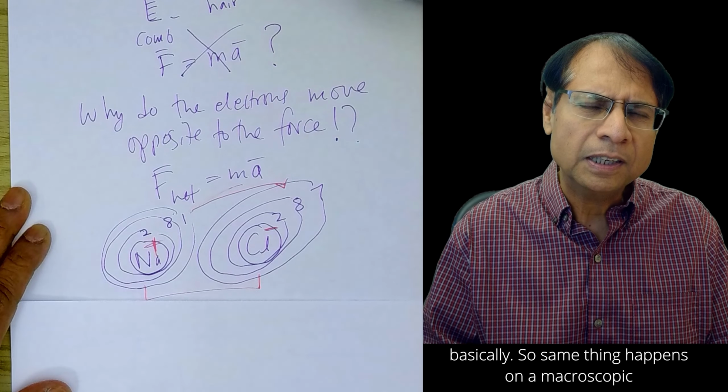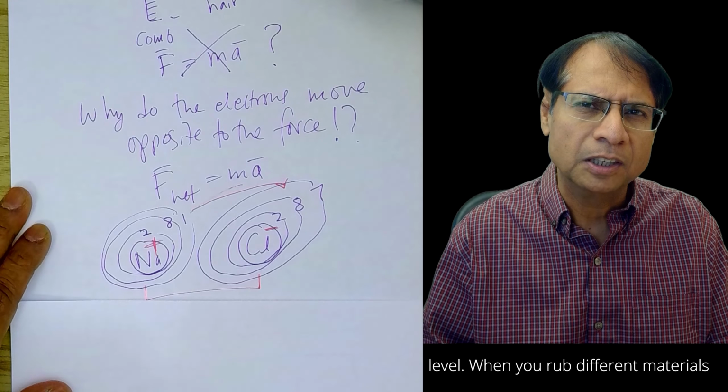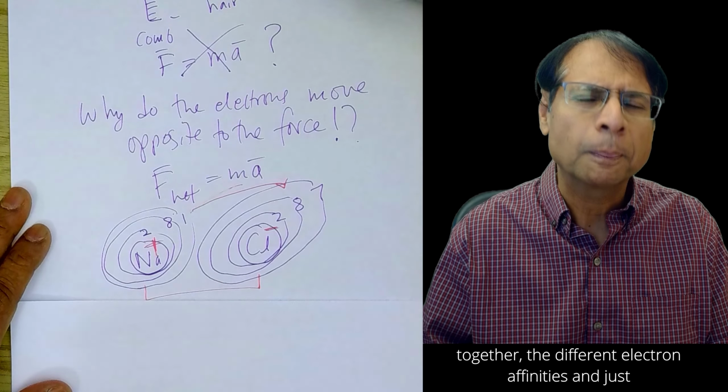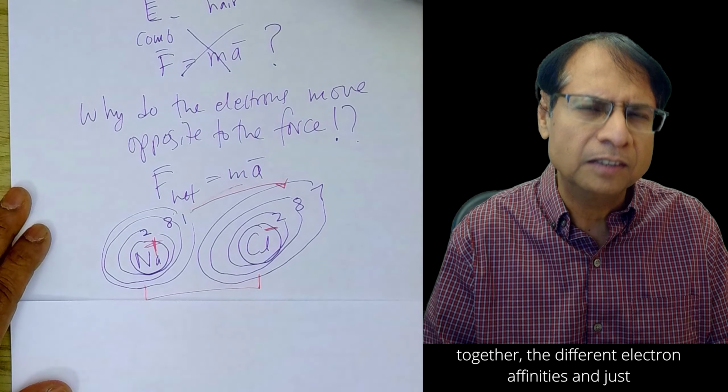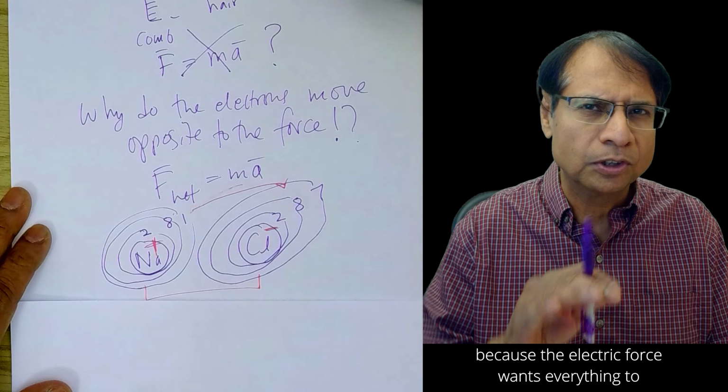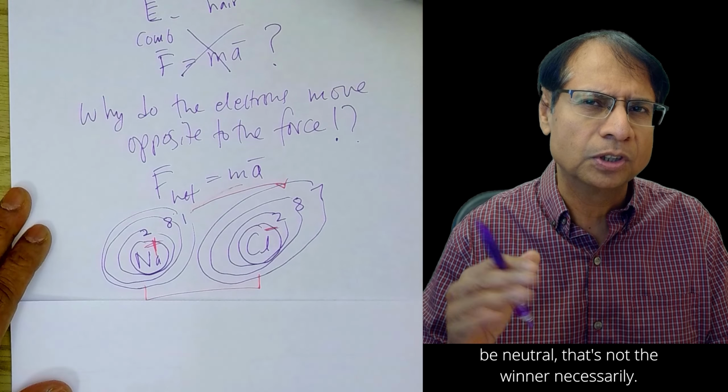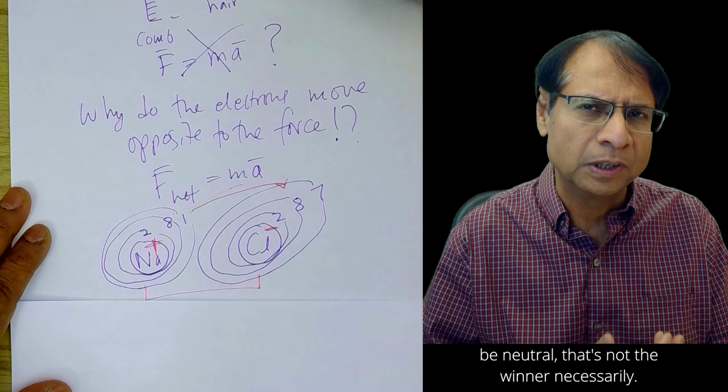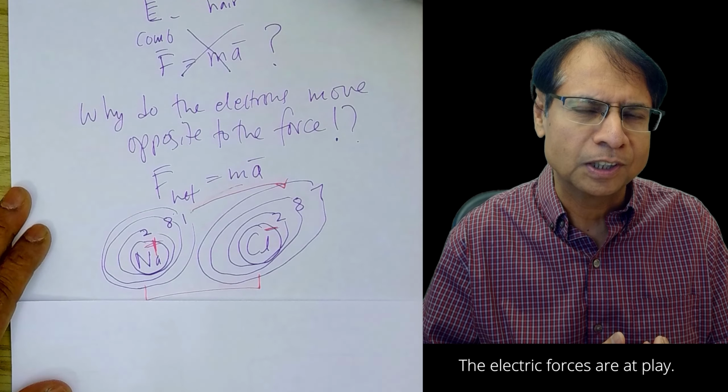The same thing happens on a macroscopic level. When you rub different materials together, there are different electron affinities, and just because the electric force wants everything to be neutral, that's not necessarily the winner. Other forces are at play.